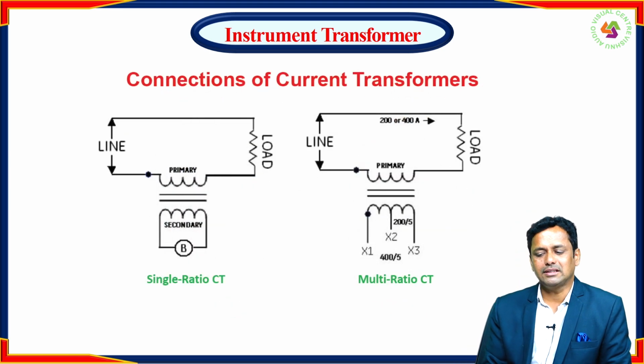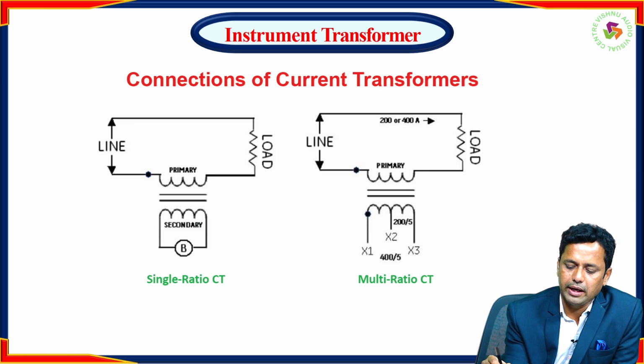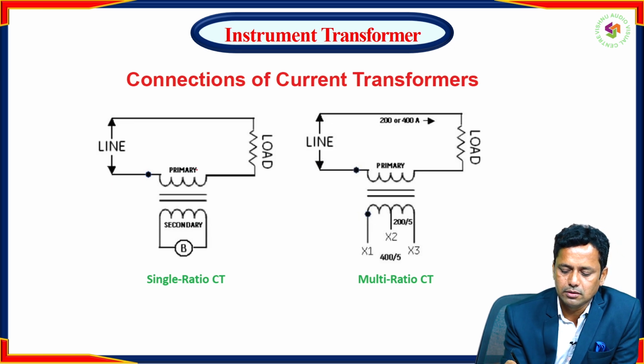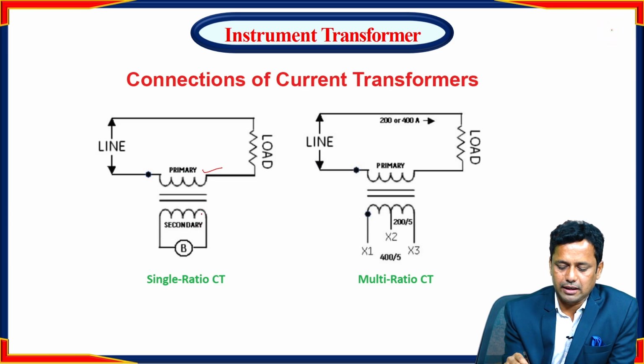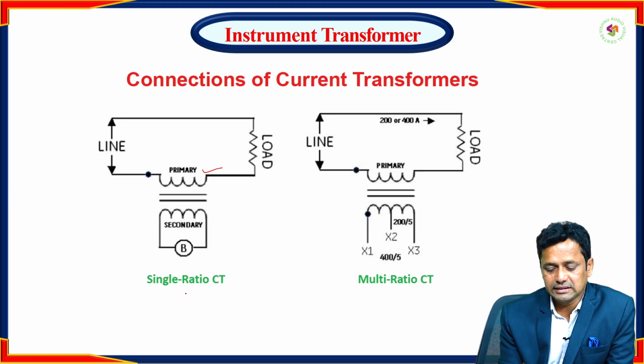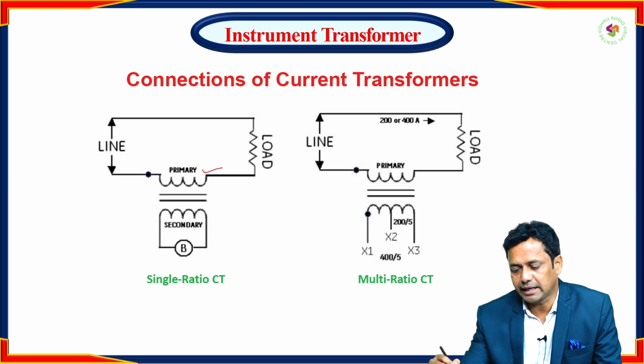Next one, the connections of the current transformers. The line to line voltages here, so the primary side is connected to the line, and the secondary is connected to the secondary line. So the primary part is here and the secondary part is here. So this is called a single ratio CT transformer. Then let us go to the secondary diagrams.